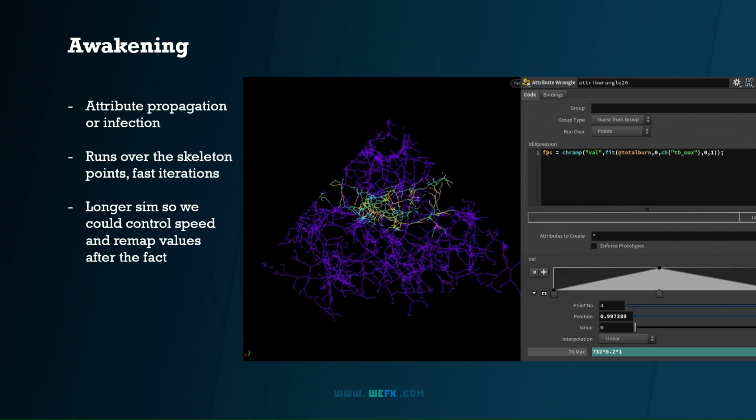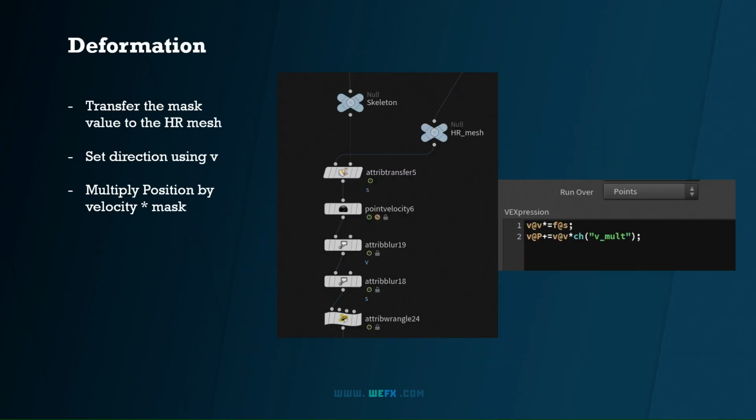So once we have that total burn attribute and we have a mask that ranges throughout the simulation, it's really easy for us to remap that mask and actually select specific areas of that infection. By doing so, we are able to get a sort of leading edge. So there's a lot of flexibility in that. You can change the p-scale or change anything you would like based on that mask. And that's how it looks in Houdini.